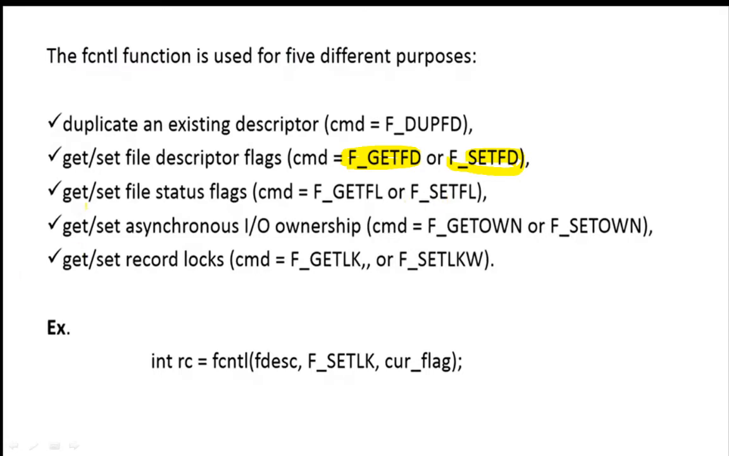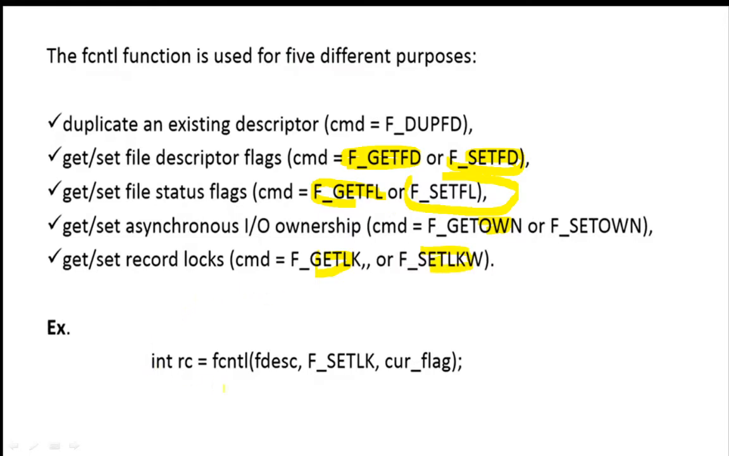The next is to get or set the file status flags. To get or set the file status you use these two values for your command parameter. The next is to get or set asynchronous I/O ownership. Then the fifth is to get or set record locks. If you want to lock your file, to get and to set the record lock you are going to use these two values.